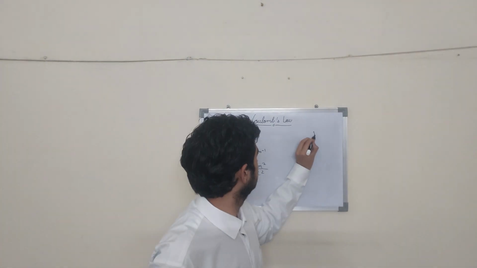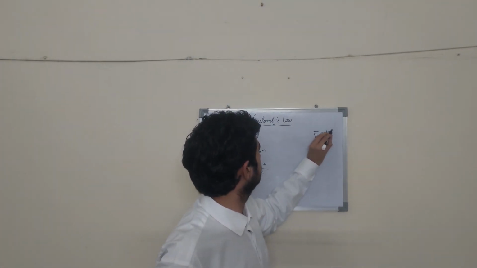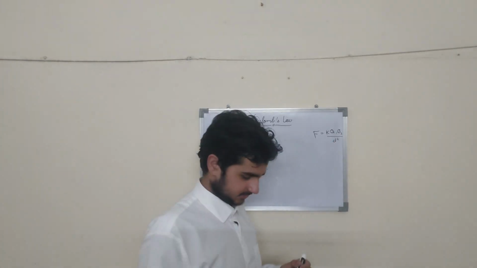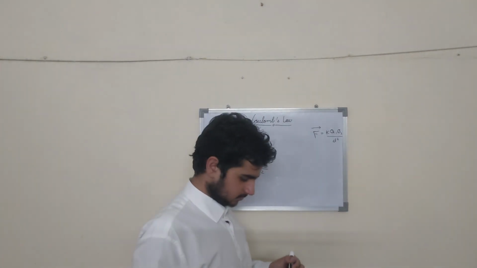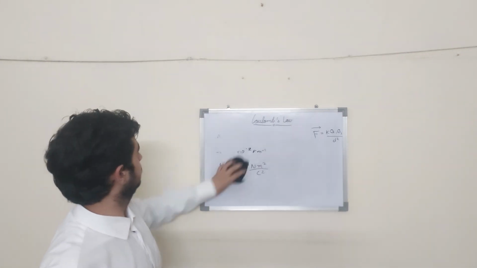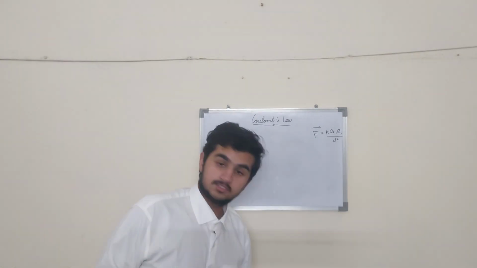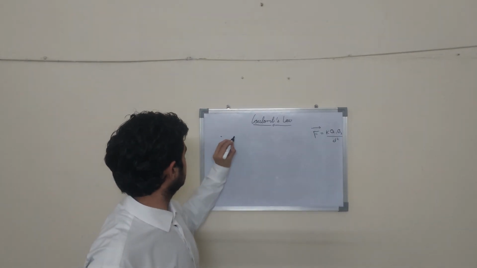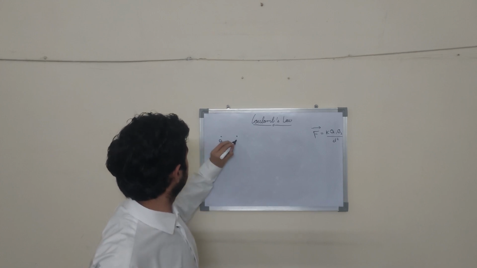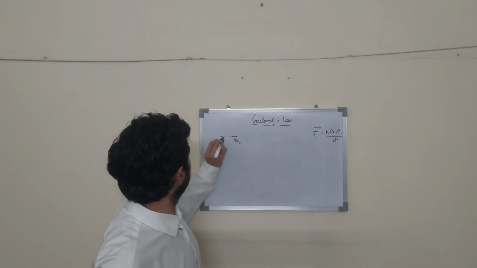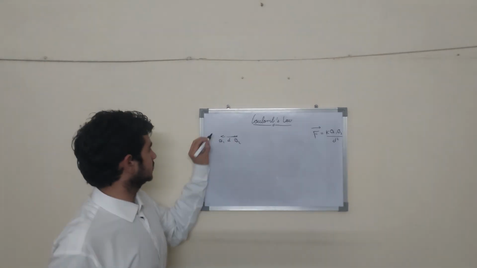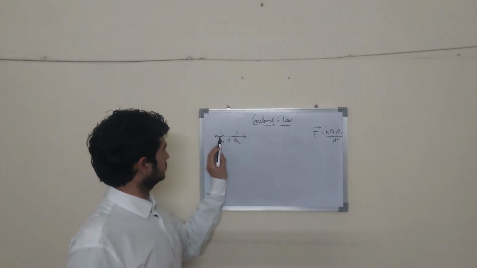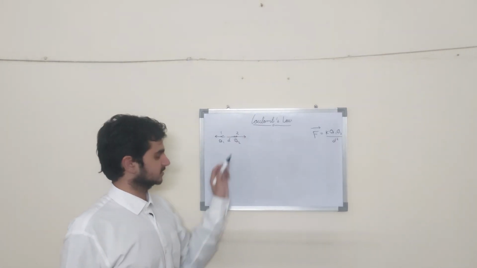We can just write our force is K Q1 Q2 upon d square. So force is a vector quantity, you might know that, which means that there should be a direction for it. So how do we find that direction? Suppose let's say there's a charge here, Q1, there's a charge here, Q2, this is d. So what would be the direction of force on the first charge due to this charge?